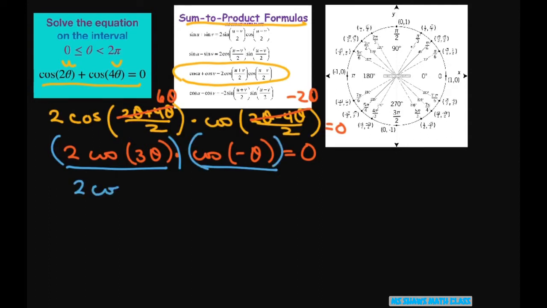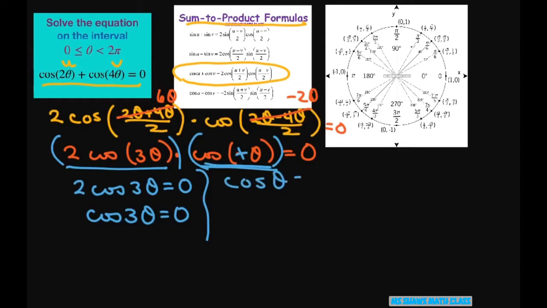We have 2 cosine of 3 theta equals 0. Divide both sides by 2, so you get cosine of 3 theta equals 0. And then for this one, this is an even function, so I can just change that to positive. So this is going to be cosine of theta equals 0. Now this one is going to be the easy one. So basically for this one, cosine is 0 at pi divided by 2 and 3 pi divided by 2. So theta equals pi divided by 2 and 3 pi divided by 2.